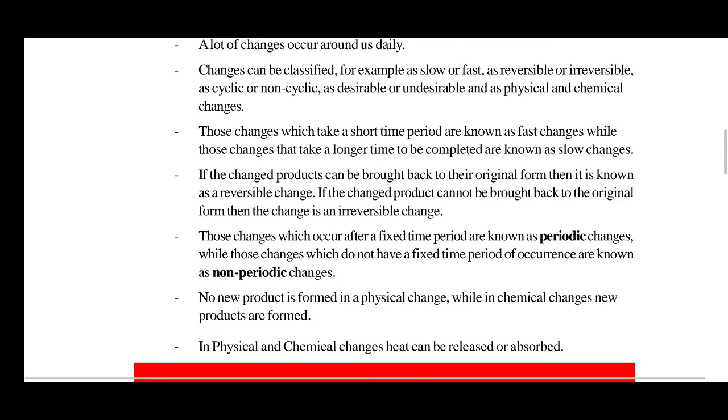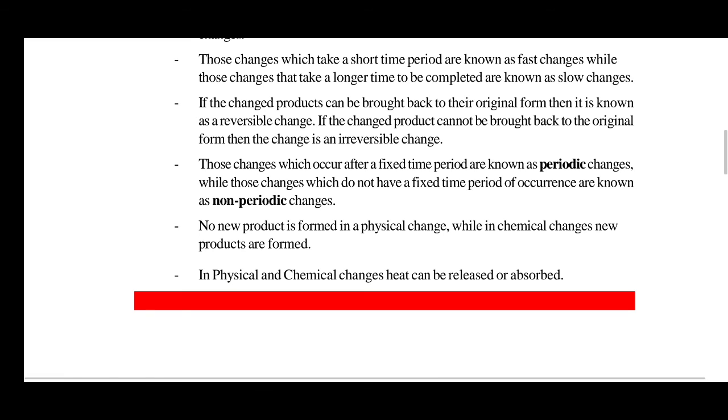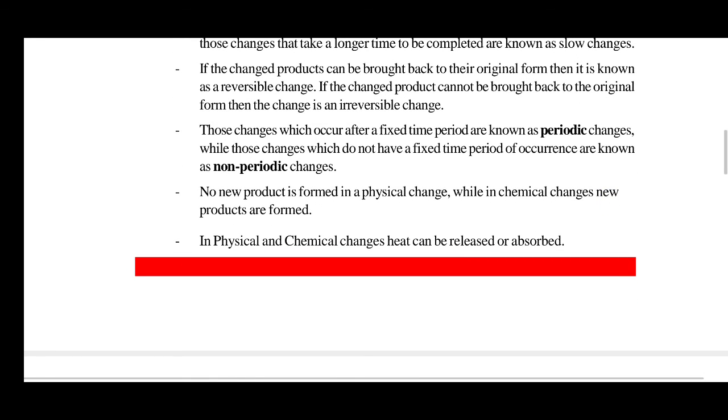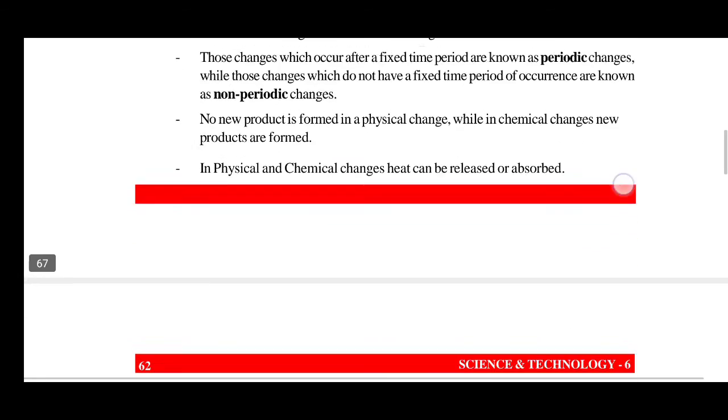If the products of a change can be brought back to the original form, it is known as a reversible change. If the products cannot be brought back to the original form, then the change is irreversible. Those changes which occur after a fixed time period are known as periodic changes, while those which do not have a fixed time period of occurrence are known as non-periodic changes. No new product is formed in physical changes, while in chemical changes new products are formed. In physical and chemical changes, heat can be released or absorbed.